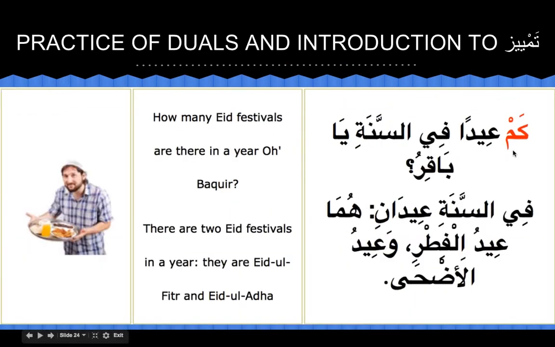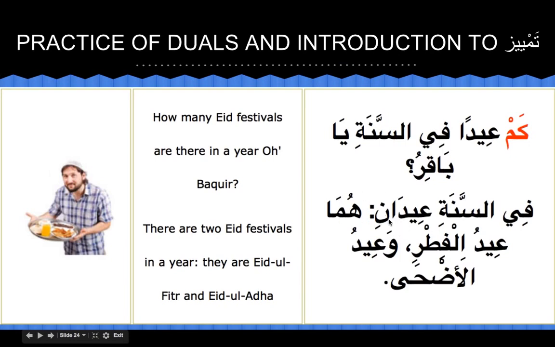Again, kam Eidan fis sanati ya Baqiru. So how many Eid in a year, ya Baqir? It's implying fis sanati. So fis sanati is harf jar ism majrur. It is shibu jumla khabar muqaddam. So in a year, what in a year? So we need to have Eidani.